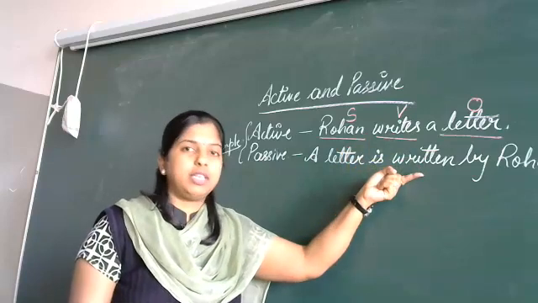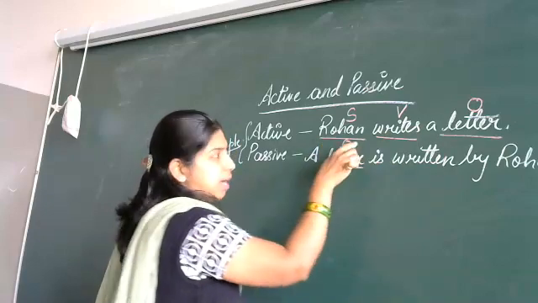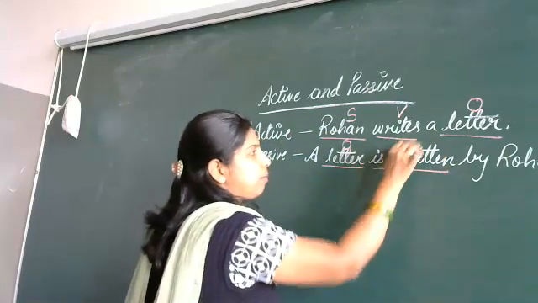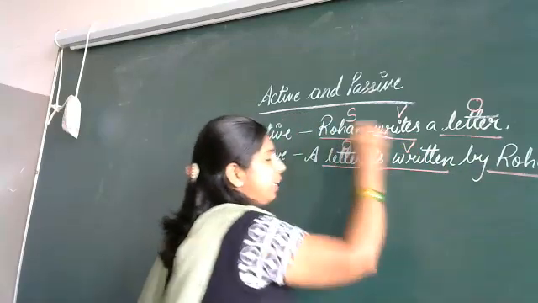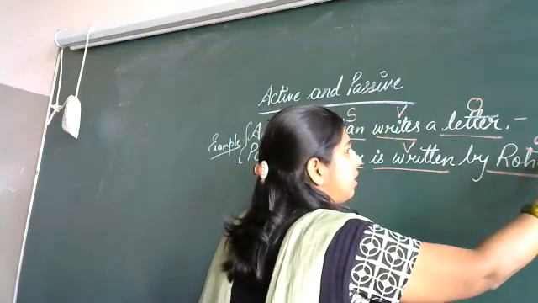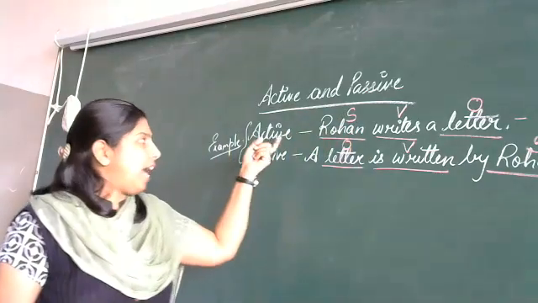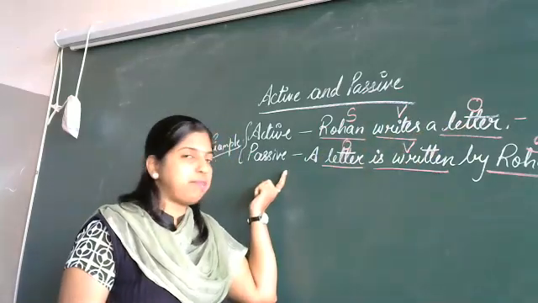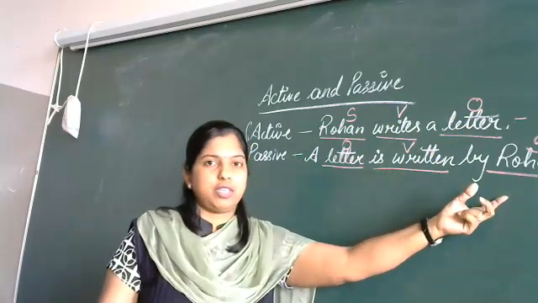Writes changes to written. So here we see letter, that is the object. It comes first, wherein it was last in the active sentence. Then the verb remains the same, that is the order of the verb remains the same. And last it is followed by the subject. So here it is SVO and here it is OVS. Got it? So in the active sentence, the subject comes first, then the verb, then the object. In the passive, the object comes first, then the verb, and then the subject.